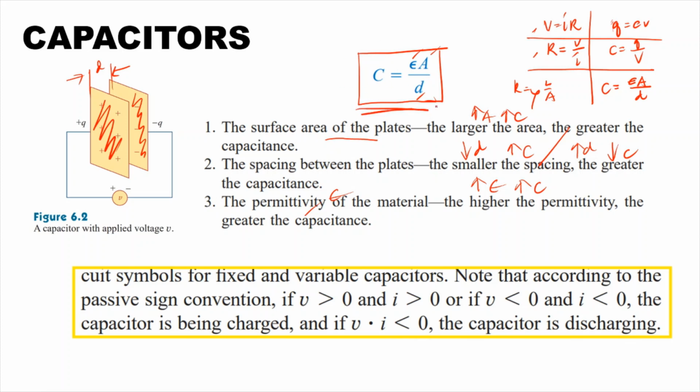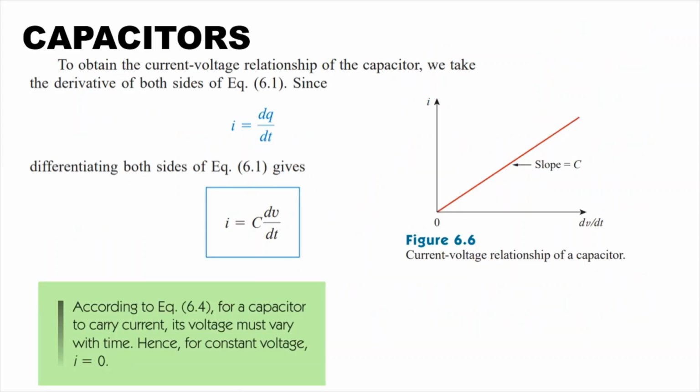Okay, take note. We should note that in a positive sign convention, if V is greater than 0 and I is greater than 0, or if V is less than 0 and I is less than 0, the capacitor is being charged. Okay, if V multiplied by I is less than 0, the capacitor is discharging. Take note lang yung mga yun.